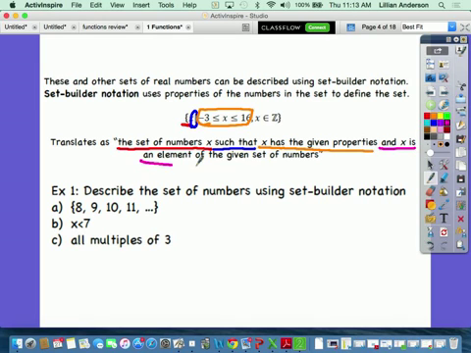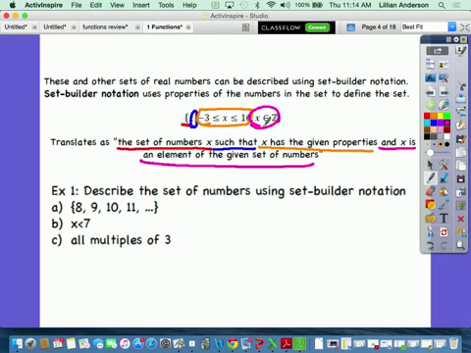And x is an element of the given set of numbers. That is the last part. All of those pieces make up set builder notation. You have your variable, you have your property, and then of course the set of numbers the elements fall in. And again, this is just one way to represent a set of numbers. So, let's look at a few together. You're going to try some on your own.